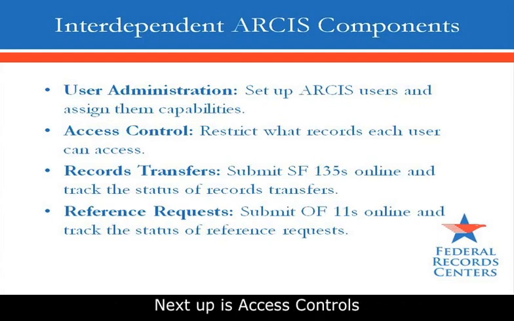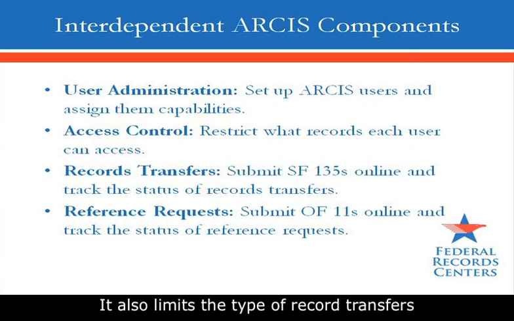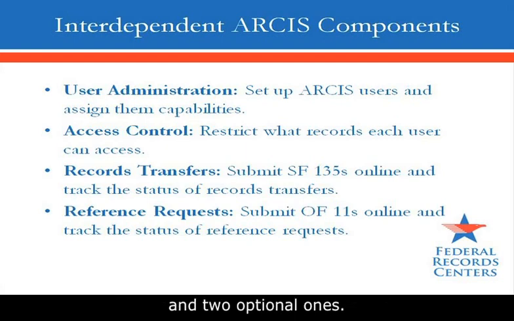Next up is access controls, and this is what restricts the records that each user can access or retrieve from the federal record centers. It also limits the type of records transfers that a user can create within the system. There are 4 major access controls and 2 optional ones. The first access control, of course, is record group.